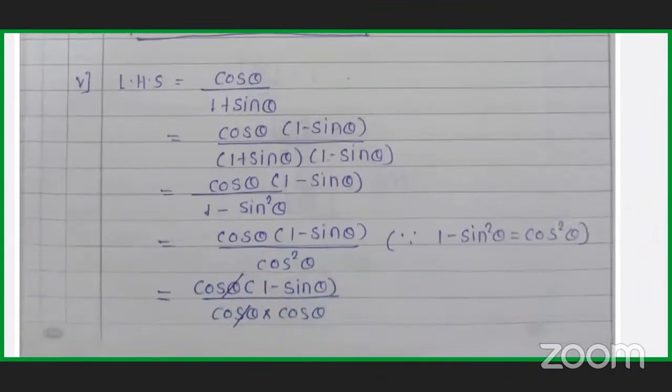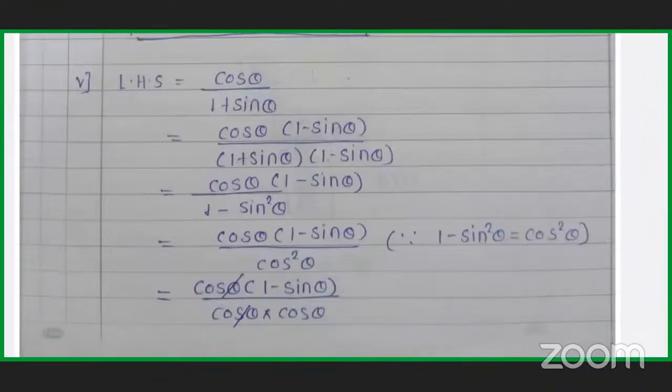We have to prove that cos theta upon 1 plus sin theta is equal to 1 minus sin theta upon cos theta. So just rationalize the denominator. We have to multiply by the conjugate here. So cos theta in bracket 1 minus sin theta, and in the denominator 1 plus sin theta multiplied by 1 minus sin theta.